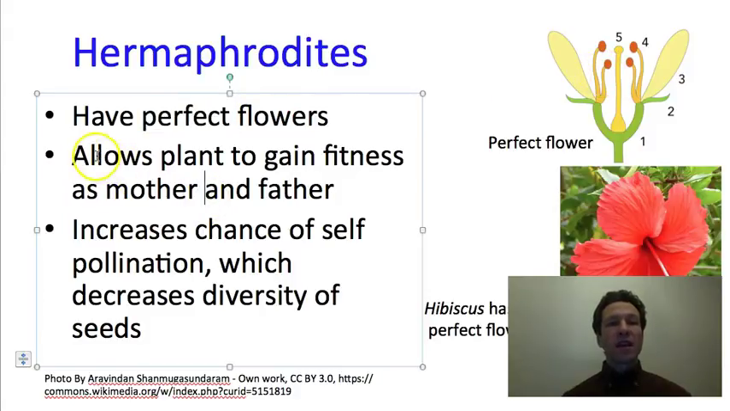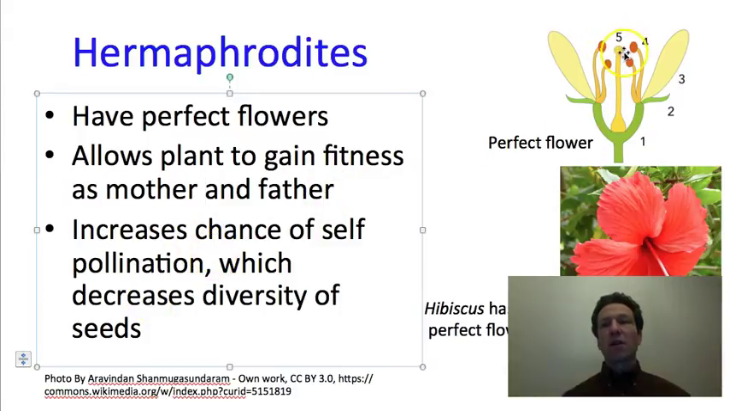And the advantage of this is it allows the plants to gain fitness both as a mother and as a father. So when the pollinator comes, it can bring pollen from another flower, pollinate the stigma. It can also pick up pollen and take it off to another flower elsewhere. So that's good, but there's a problem. Having both increases the chance for self-pollination.